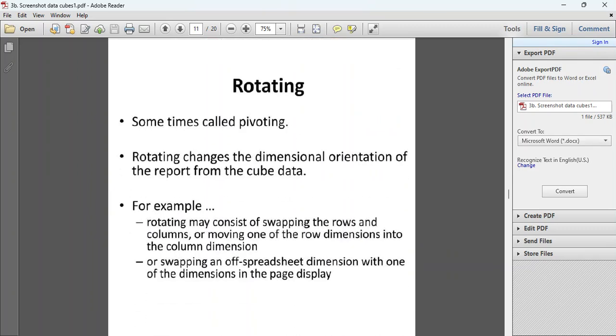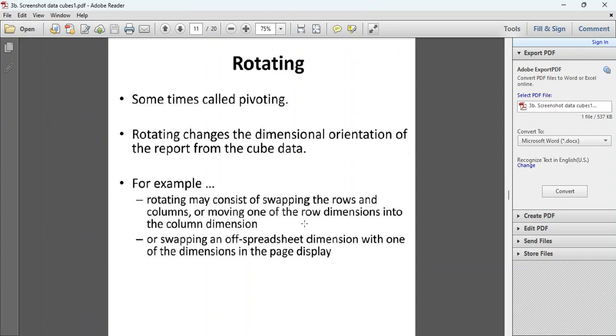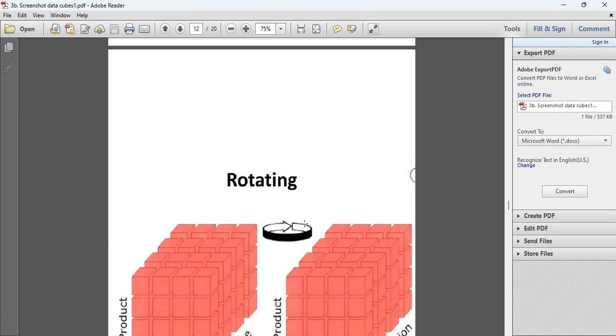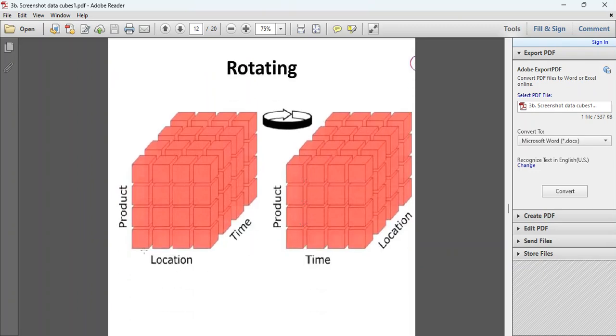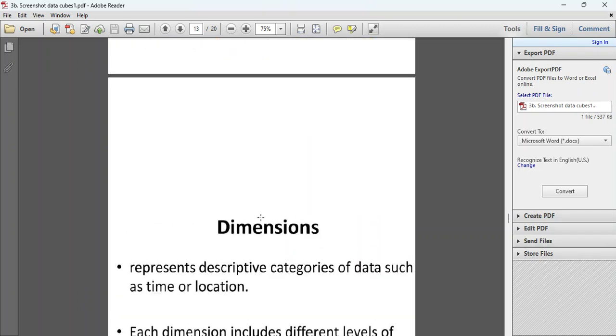And rotating is sometimes called pivoting. The rotation of the dimensions is nothing but rotating. If you see here, we have this OLAP cube: product, location, time. I want to change this: in place of location I want to get time, and in place of time, location. We can change like this: product, time, location. This concept is called rotating.